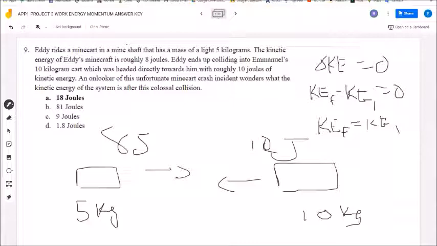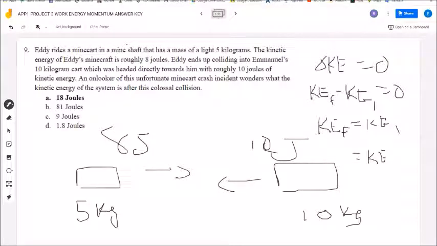So we don't know the kinetic energy final, of course. We have the kinetic energy initial for both of them. I'm just going to drop down to kinetic energy final. So for kinetic energy initial, we have this card, which is Eddie's card, 8 joules. Just drop down 8 joules.